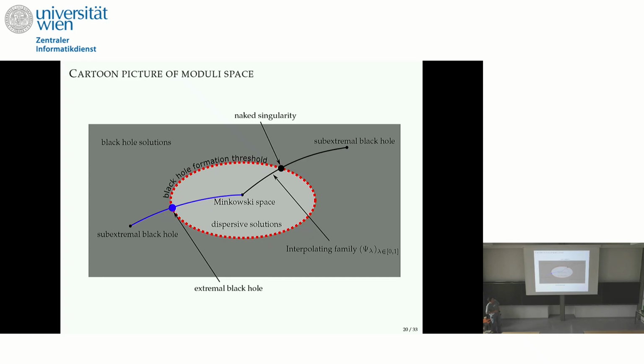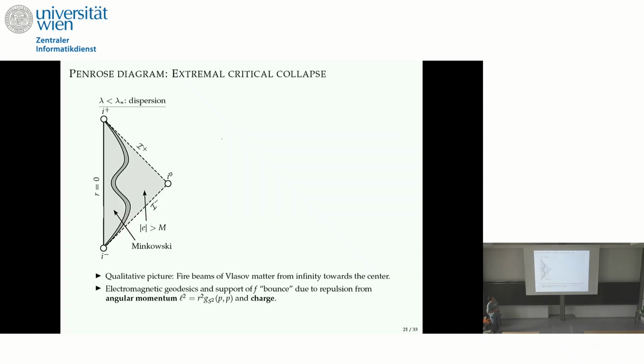Now I would like to show the Penrose diagram of the construction, which hopefully illustrates some of the aspects. The qualitative picture is that we fire Vlasov beams, or beams of Vlasov matter, from infinity towards the center. This is from past infinity. It looks a bit strange on this compactification. You might think that this Vlasov beam, which comes from negative time infinity, comes from r equal to zero. In fact, it comes from r equals infinity, and it only looks strange because of the conformal compactification. The infimum of the radius of the support of the Vlasov matter goes to plus infinity as you go here.